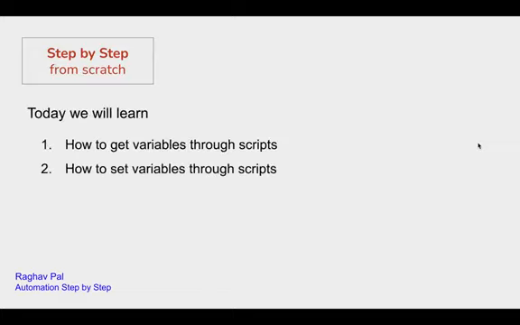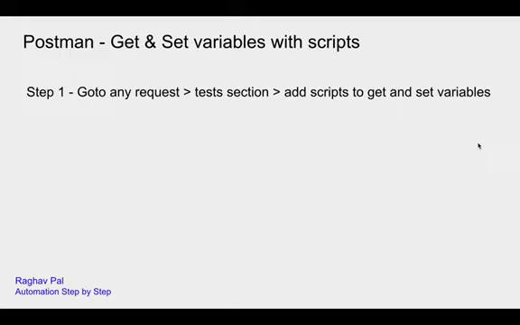Today we are going to learn step by step from scratch how to get and set variables using scripts in Postman. This is going to be very easy and very interesting. So let's get started. Step number one is we will go to any request and go to the test section of the request, and there we will write or add our scripts to get and set variables.